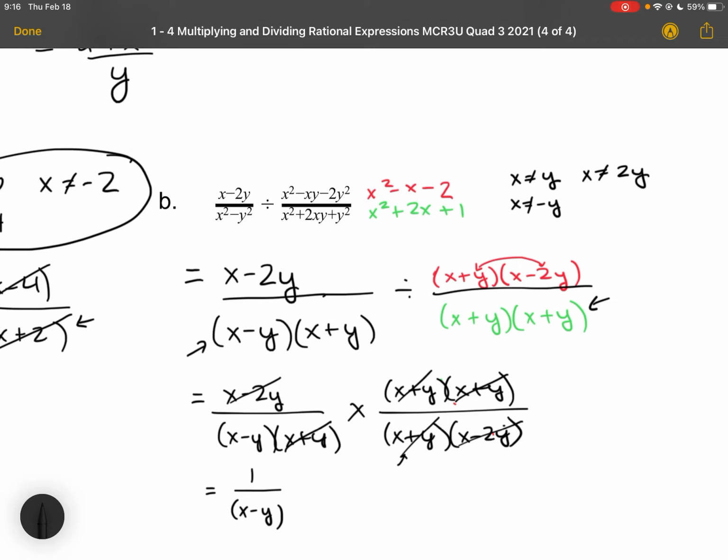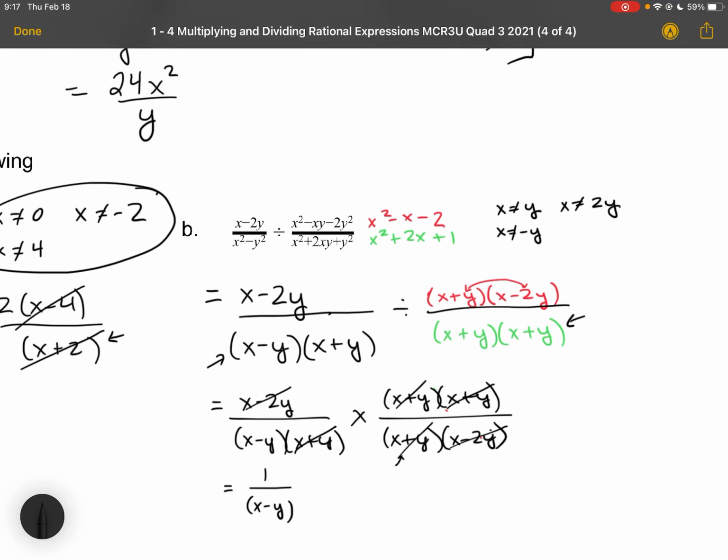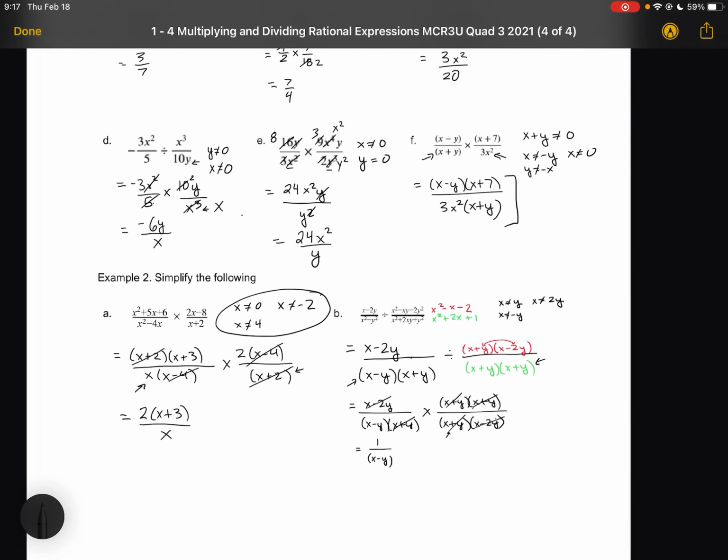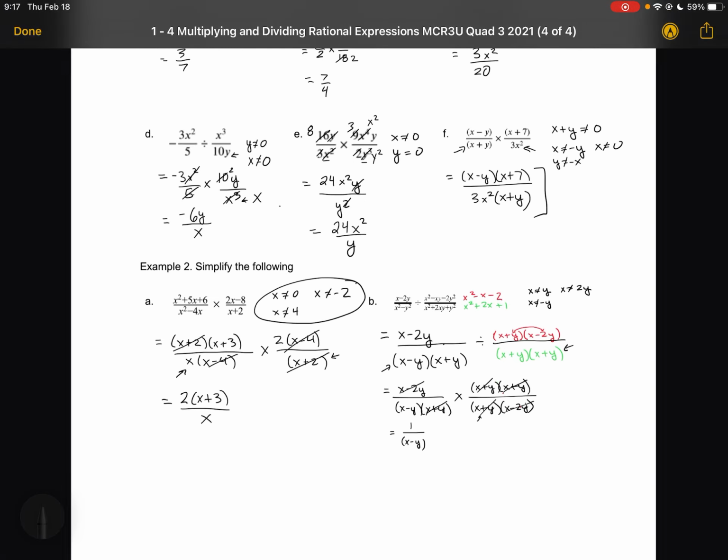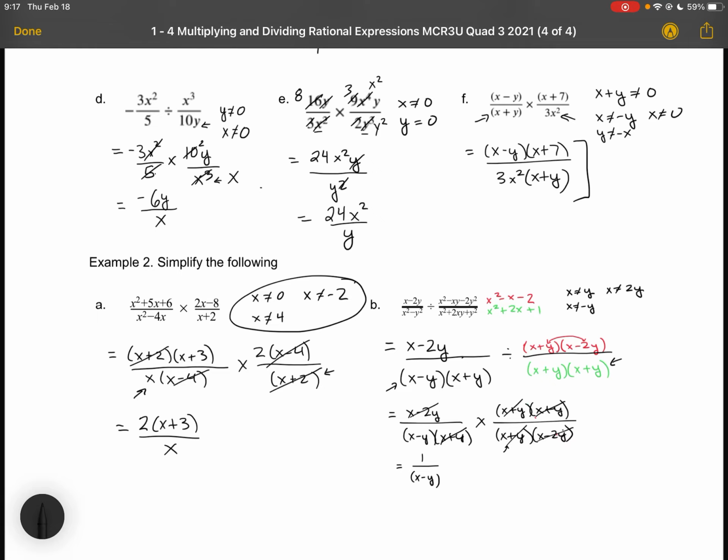Those are some examples of how to simplify rational expressions by multiplying and dividing. You should be able to simplify them using power rules and by using factoring techniques.